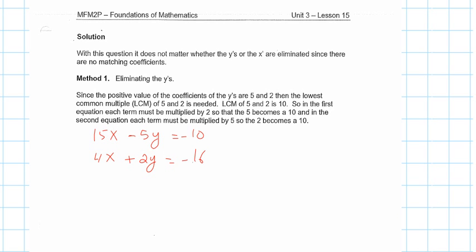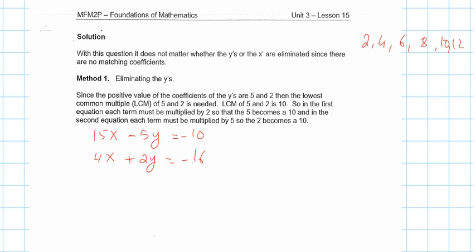Okay. So in this case, I want to eliminate the y, because that's what it says here. Since the coefficients of the y's are 5 and 2, we need the lowest common multiple. What's the lowest common multiple? Can you name the multiples for me? Let's look at the multiples of 2: 2, 4, 6, 8, 10, 12, right? So these are the multiples of 2. 2 times 1, 2 times 2, 2 times 3, 2 times 4, and so on.